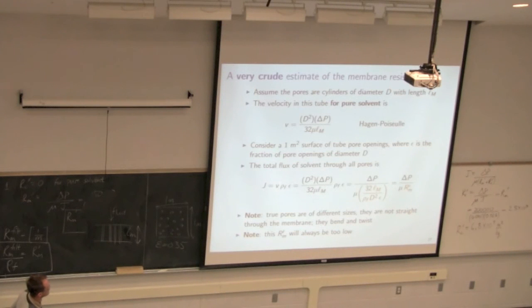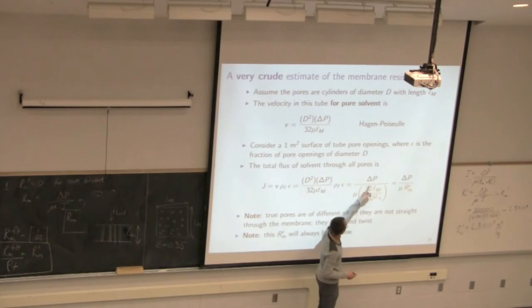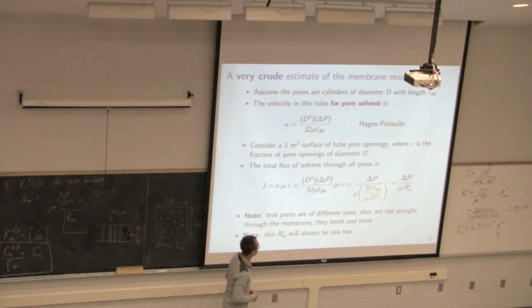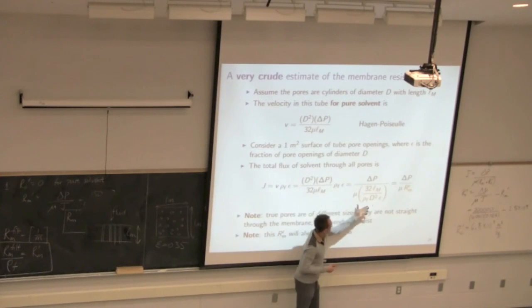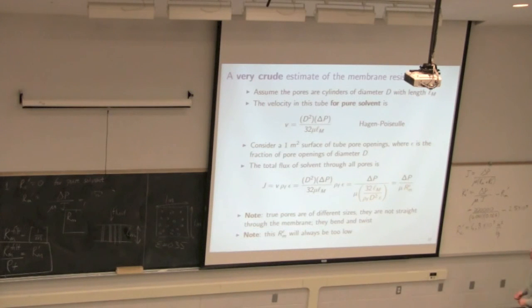You can show that velocity times the fluid density gets you the volumetric flux coming towards the membrane, and then multiply by epsilon to take into account the voidage, and compute this theoretical term, delta P over mu, collecting all these terms in orange down here. It's a simple rearrangement of that equation: multiply by rho F and epsilon, accumulate your terms into that orange bracket, and that's a poor approximation to Rm, because you're just considering pure solvent coming through those tubes. We know that at a membrane, these tubes are not all length LM. They are at different angles, with different patterns. It's not a direct path through the membrane. And the tubes are not all the same diameter d. Those are very strong assumptions.